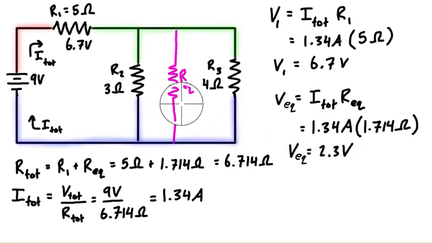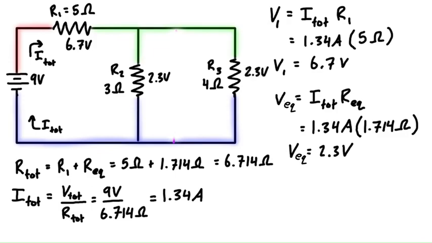It's the drop across the equivalent resistor, but it's the drop from any point on the green node to any point on the blue node. So we can erase the equivalent resistor and just label on the voltage drop of both resistors as the value that we had. So it's 2.3 volts and 2.3 volts. Now we can also indicate the polarities here.